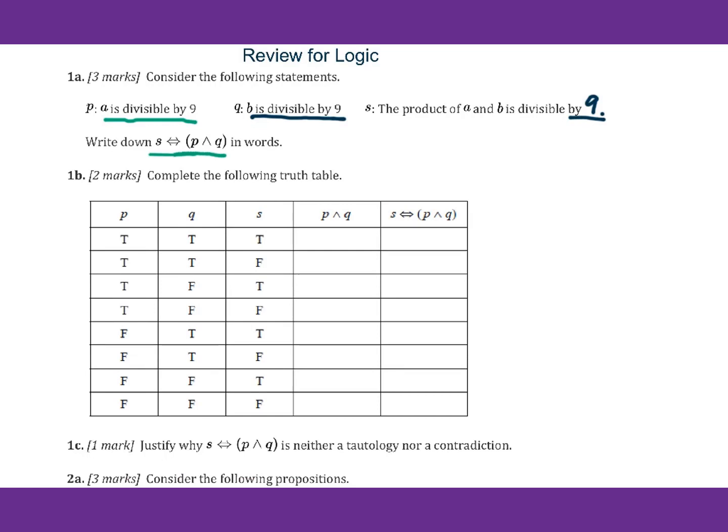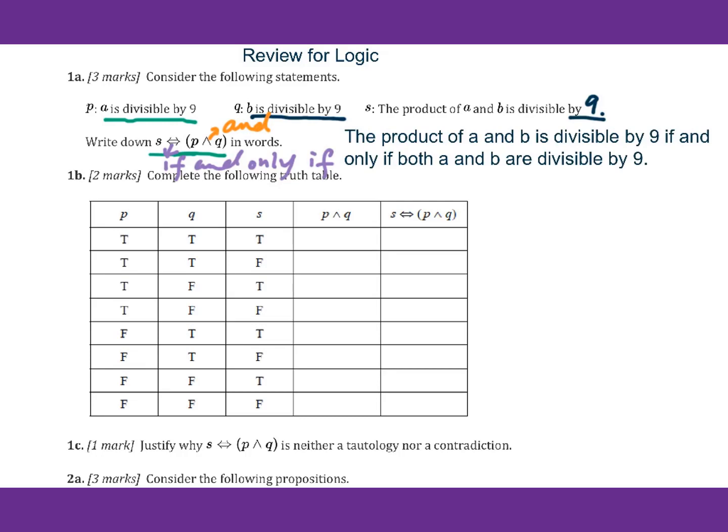First of all, let's look at the meaning of each symbol. This symbol means if and only if. This symbol means and. Therefore, we can write down like this. The product of A and B is divisible by 9 if and only if both A and B are divisible by 9. Let's go to 1b.